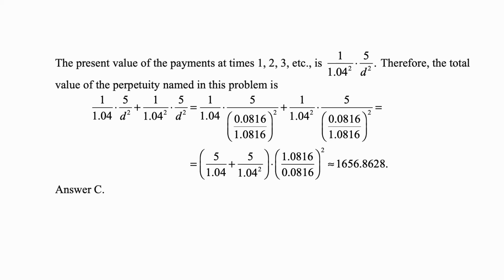Therefore, the total value of the perpetuity named in this problem is 1 over 1.04 times 5 over d squared plus 1 over 1.04 squared times 5 over d squared. And then we just plug in the values that we have, so the value of d, and we do the calculation. It comes out to be about 1,656.8628, and that's answer C.